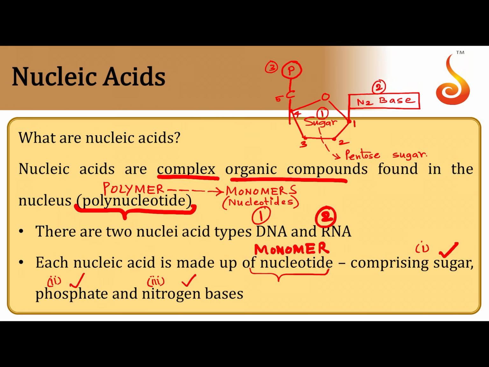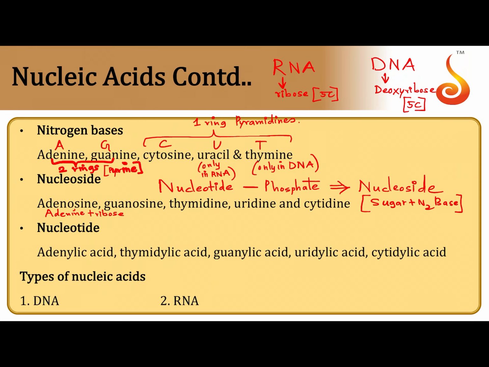So adenosine is a nucleoside which has adenine and ribose. Similarly, this one has guanine and ribose. This one has thymine and deoxyribose, because thymine is not found in RNA. So I should not say thymine and ribose, I should say thymine and deoxyribose. Uracil and ribose. Uracil cannot be along with deoxyribose because uracil doesn't occur in DNA. Cytosine and ribose or deoxyribose. So basically they are just sugars and nitrogen base. That's why they are called nucleosides.